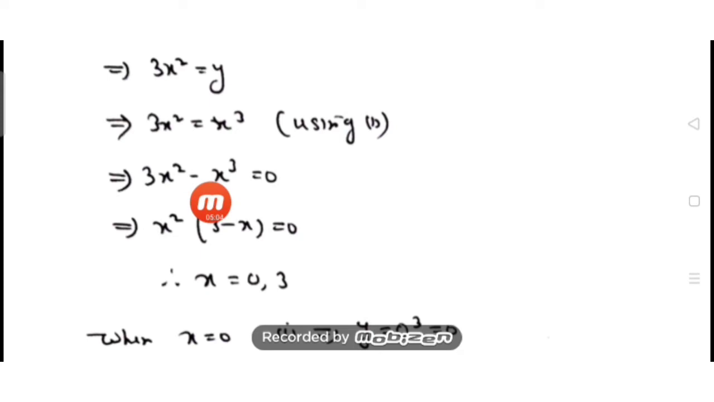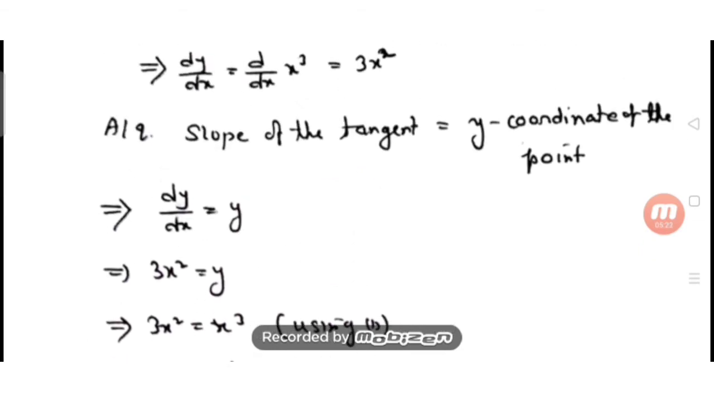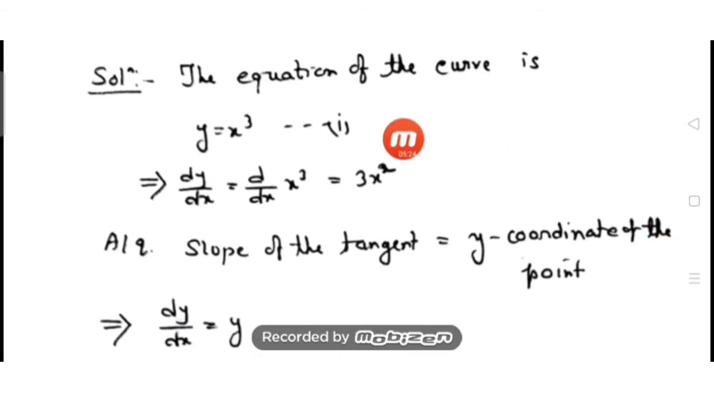Bringing this to the left side, taking x square common, we'll have what? 3 minus x. So either this is 0, x equal to 0, or x equal to 3. So we have got the values x equal to 0 and 3. Now your aim is to get the point, so your aim is to find the y coordinate. As I told you, always go to the curve, that is y equal to x cube.